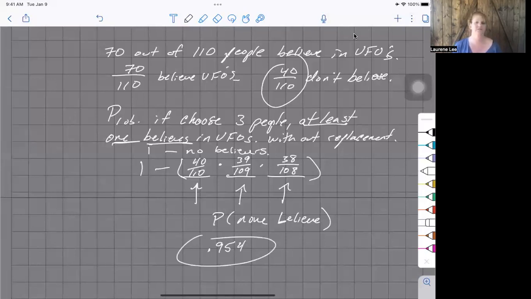And that makes sense, right? Our original fraction has quite a few people believing in UFOs. So if I'm going to pick 3 people and at least one's going to believe, 95% sounds reasonable.